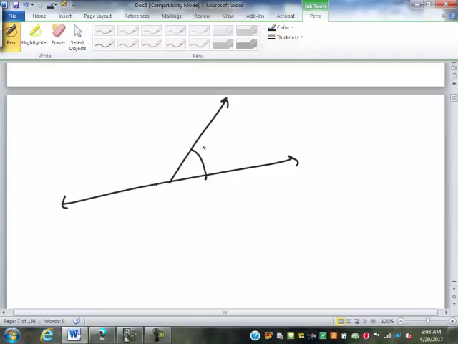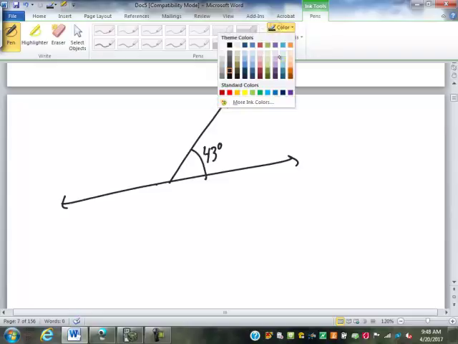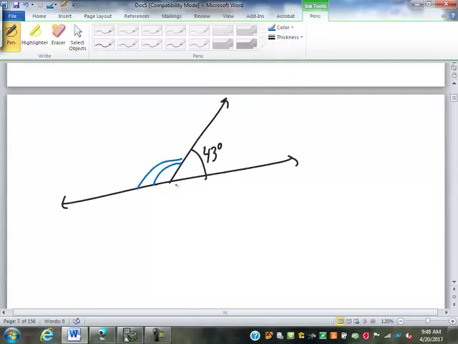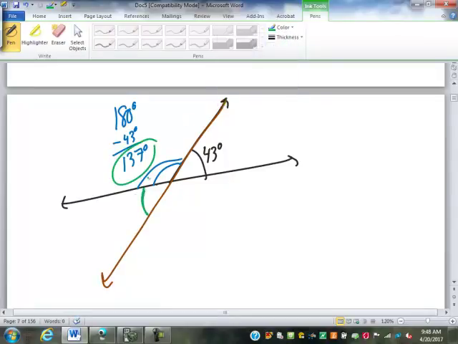If I tell you that this angle here is 43 degrees, what's this one have to be? 180 minus the 43, 137 degrees. Good. If I were to take this line here and extend it that way, knowing that this angle is 137, what does this angle have to be? Yeah, 180 minus 137 is going to be 43 again.